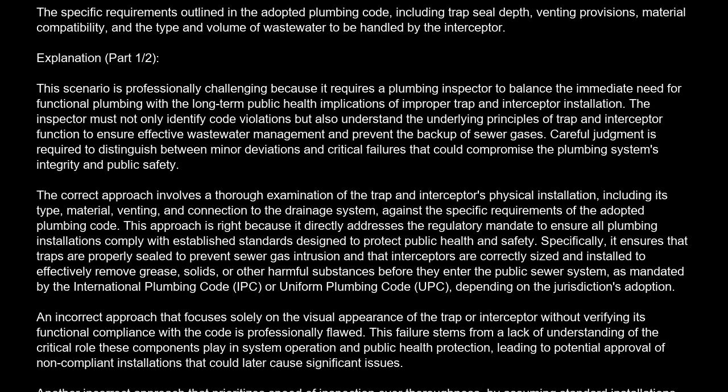The correct answer is B. The specific requirements outlined in the adopted plumbing code, including trap seal depth, venting provisions, material compatibility, and the type and volume of wastewater to be handled by the interceptor.